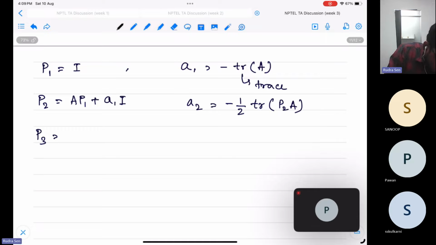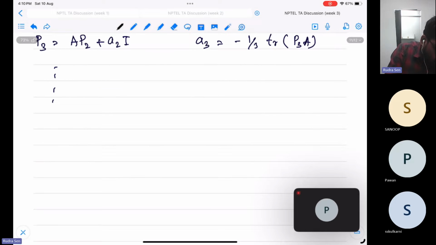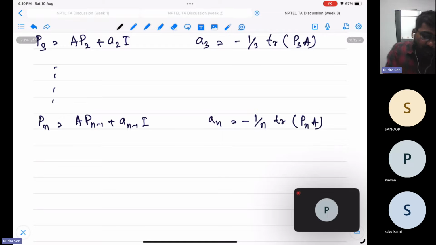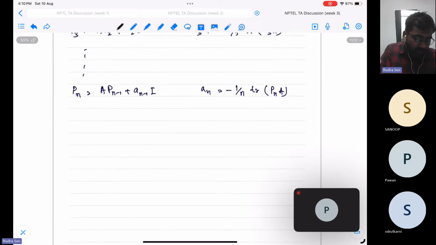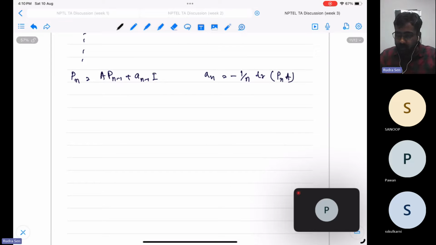P3 is equal to A into P2 plus a2 into I, and a3 is equal to minus 1/3 trace of P3 into A. So in that way it goes: Pn equals A into Pn minus 1 plus an minus 1 I, and an is equal to minus 1 by n trace of Pn into A. So now I'm taking an example and checking this process, both the normal way of finding the adjoint using cofactors and the determinant, and then the inverse of sI minus A, and then we will check with the Leverrier algorithm.